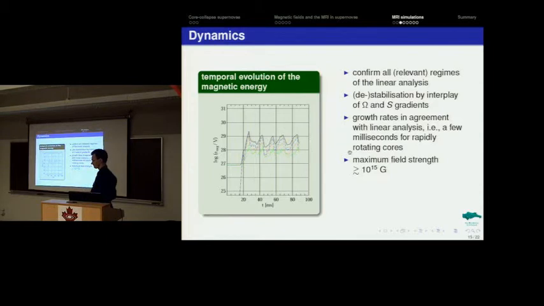You said vertical and radial as distinct things. Sorry? You just said vertical and radial as distinct components of the field. Mm-hmm. Okay. We were using cylindrical coordinates, radial and Z, and by vertical I meant the Z component. Basically parallel to the rotation.